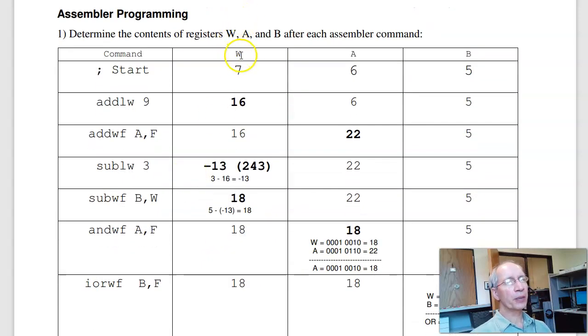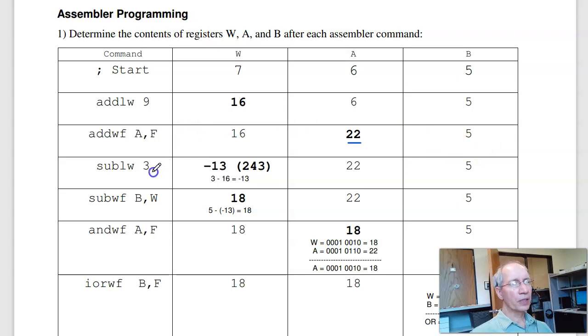So assuming that the W register is 7, and registers A and B are 5, A and B are just some spots in memory, W is actually the working register on the PIC. The first command says take W, add 9 to it, put the result in W. So 7 plus 9 becomes 16. The second instruction says take W, add it to A, put the result in A. So 16 plus 6 is 22. A changes, W and B are unchanged.